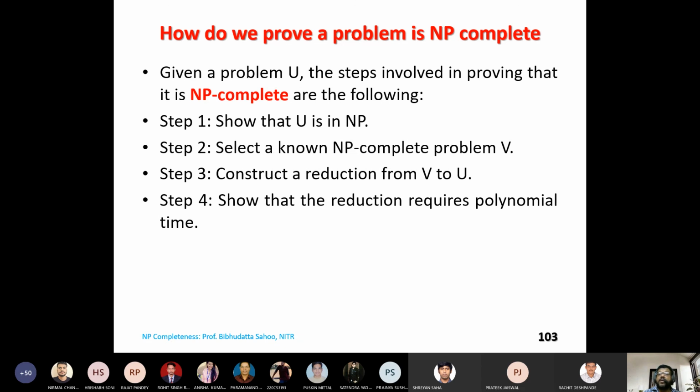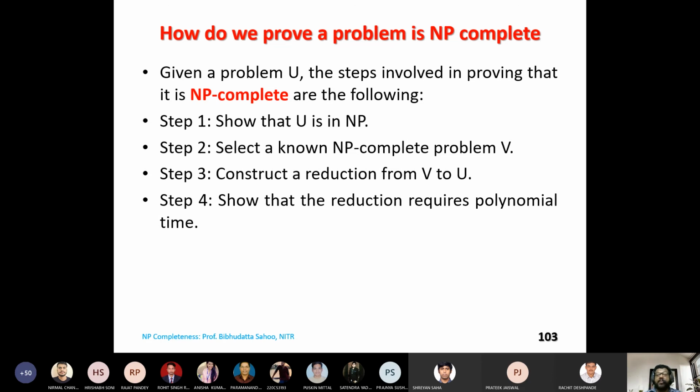Now this is very, very important to us, for which we are going to discuss many theorems. Given a problem U, the steps involved in proving that it is NP complete: first, the problem U must be in NP. Can anybody react to this? Step one, first, the problem must be in NP. I think you have understood. First, we need to prove the new problem is in NP.